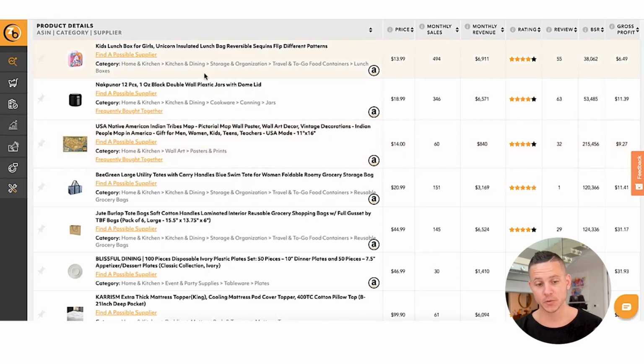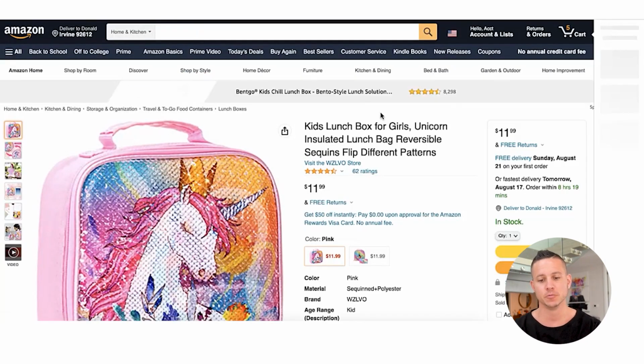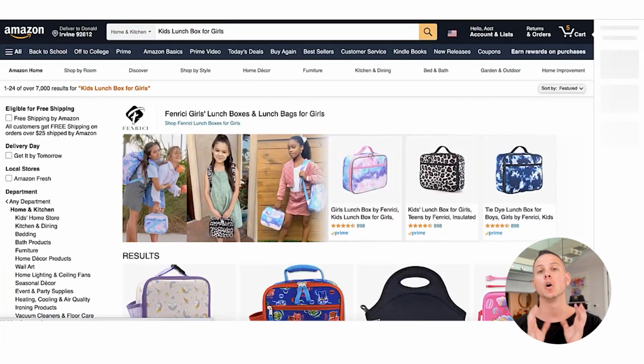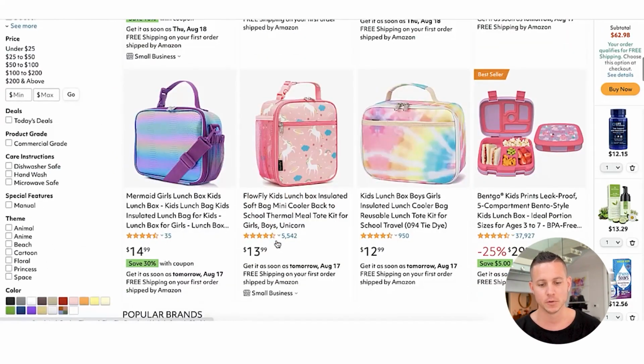One of the reasons that I like to use the keywords tab is because the keywords tab actually shows you overall product niches. And so what you'll see, for example, is like kids lunchbox for girls, right? This particular product has almost 7,000 in monthly revenue, only 55 reviews, right? But if we actually went and tried to find this particular product on Amazon, for example, right? What I'm guaranteeing you right now is that if you type in kids lunchbox for girls into the overall Amazon product research search bar, you can see that there's way more reviews here, 5,500, 950, 37,000.